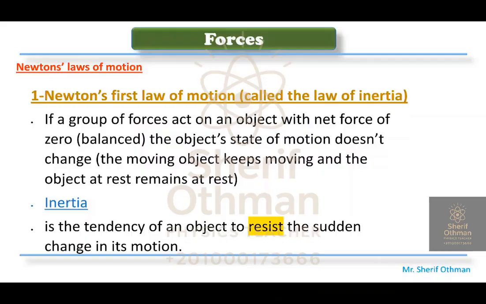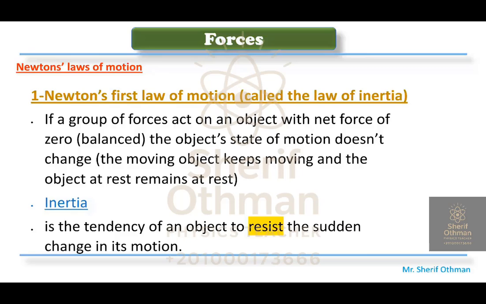Newton's first law of motion, called the law of inertia. If a group of forces act on an object with a net force of 0, which means these forces are balanced, the object's state of motion doesn't change. The moving object keeps moving, and the object at rest remains at rest.